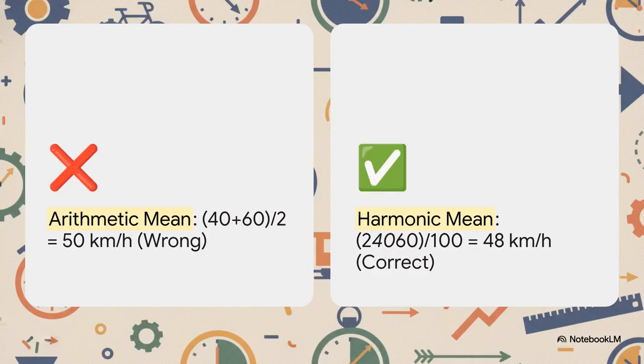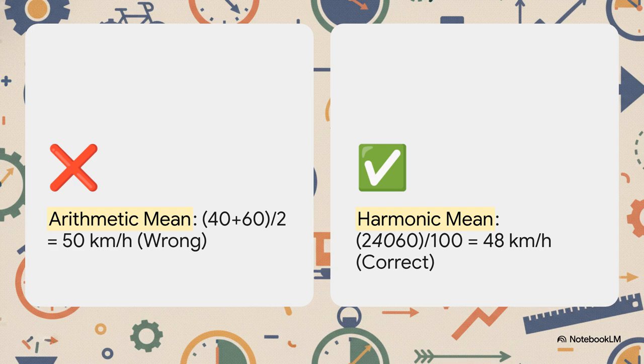And here's exactly why you never use the arithmetic mean for equal distances. The trap is so tempting. Just add 40 and 60, divide by 2, and guess 50, right? No way. That's wrong. Because you actually spent more time driving at the slower speed, the true average is skewed lower. Enter the harmonic mean.